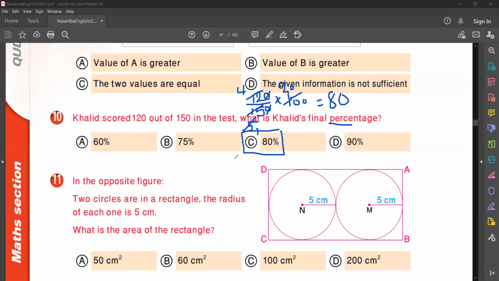Good. Now we will go to another question, number 11. Okay, we can separate the video between the classes into two videos, so I don't want the video to be long. So I stop this video, then I will start in a new video.